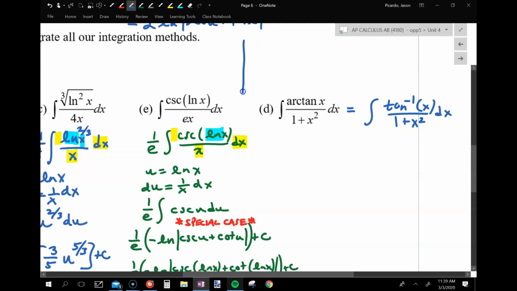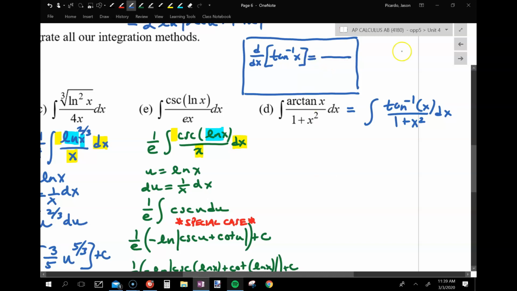If we go back to our derivatives unit, one of the ones was taking the derivative of the inverse functions. Arctan being one of them, right? Well, the derivative of this required us to use a special case. So the derivative of arctan is 1 over 1 plus x squared. So if I want to integrate tangent inverse of x over 1 plus x squared, what am I going to make my u?